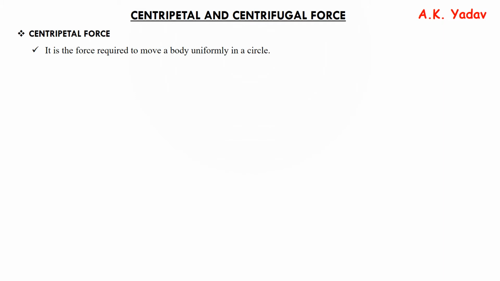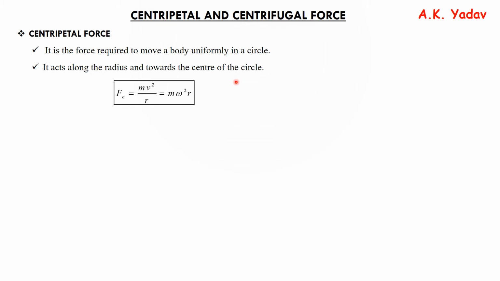Centripetal and centrifugal force. The first one is centripetal force. It is the force required to move a body uniformly in a circle. It acts along the radius and toward the center of the circle. The formula is m v square by r or m omega square r.